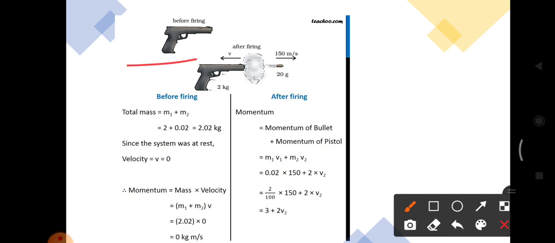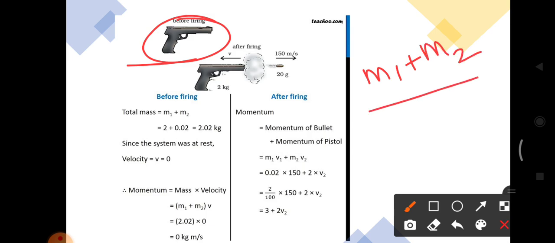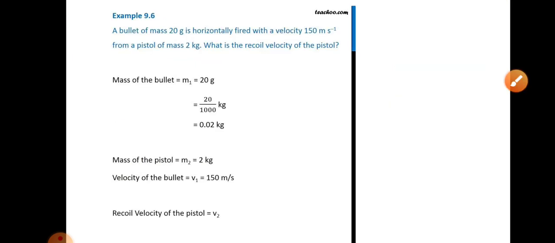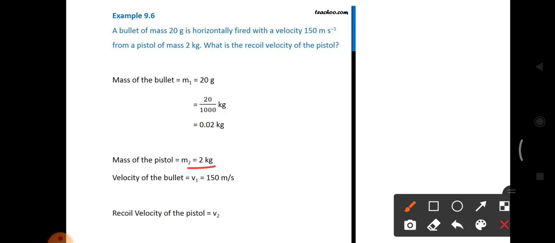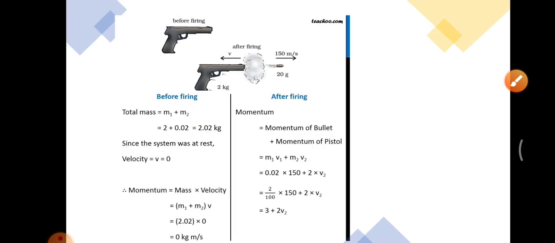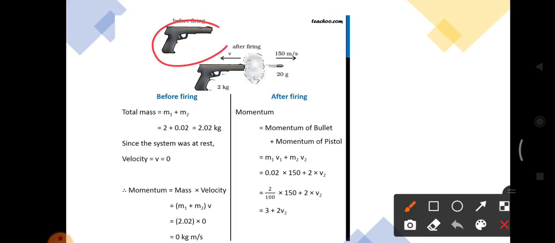Before firing, the bullet is in the gun. So the total mass is the gun along with the bullet, the pistol. So total mass equals m1 plus m2. The mass of the pistol is 2 kilogram and the mass of the bullet is 0.02 kilogram. So if we add, we get the total mass of this gun.